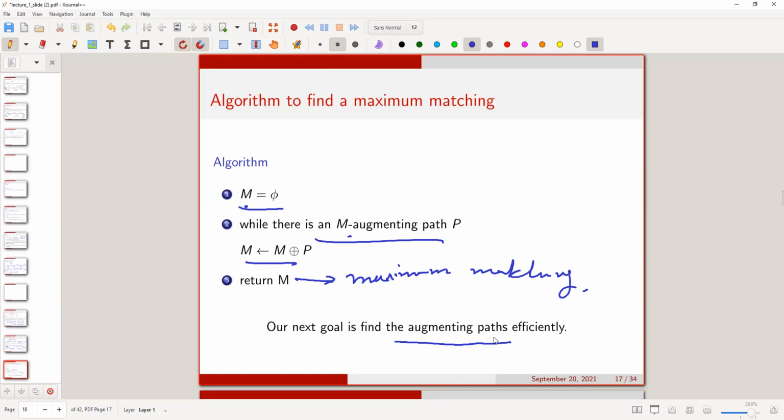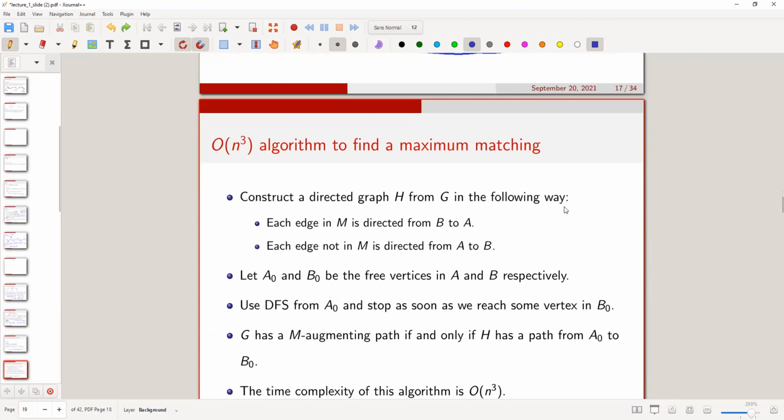Okay. So we are going to give here two algorithms. One algorithm will have a total running time of order n cube for finding a maximum matching. Then we are going to see another faster algorithm that will have time order n to the power 5 by 2. So we are going to see two algorithms. The first one is easy and the second one is a little bit tricky. We are going to see it in this class and in the next class. Okay. So first let's look into the order n cube algorithm.